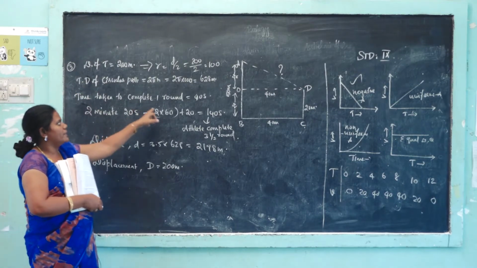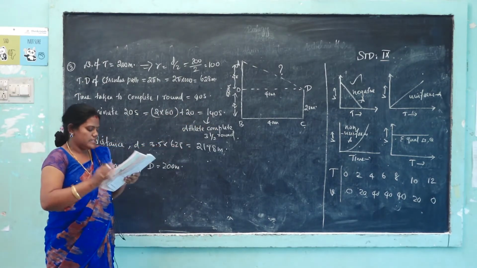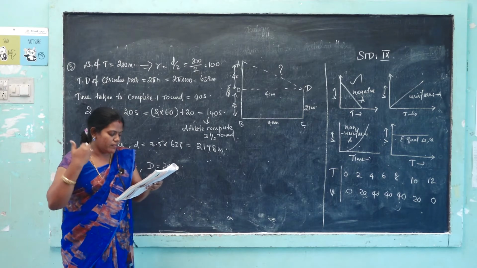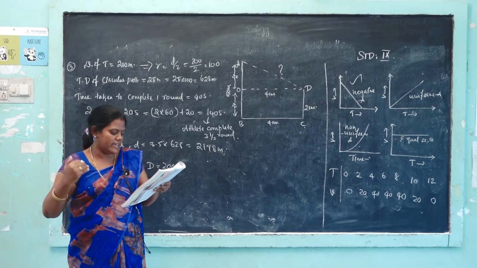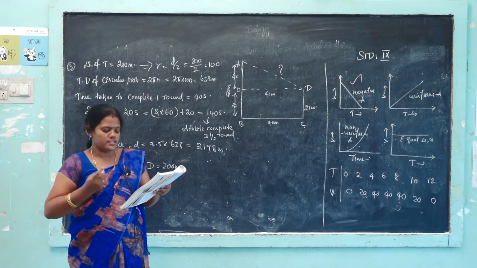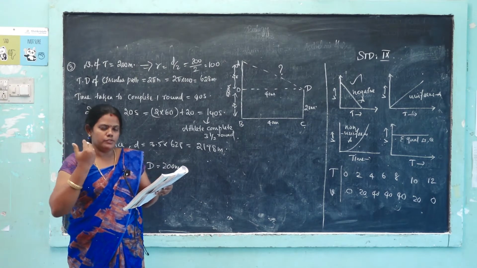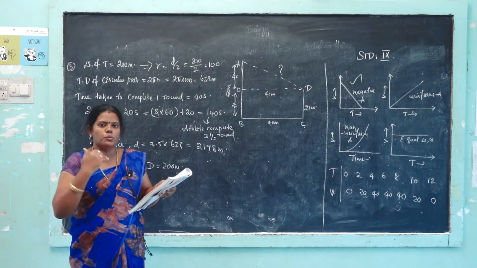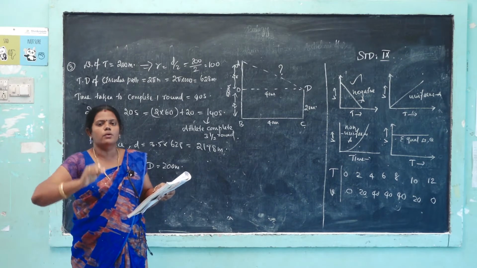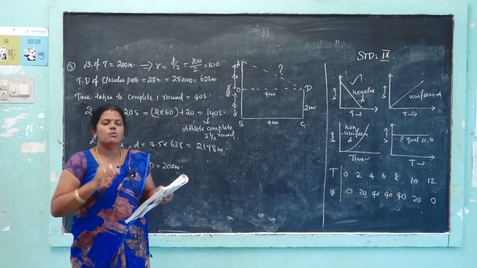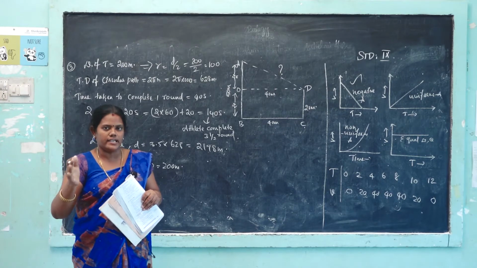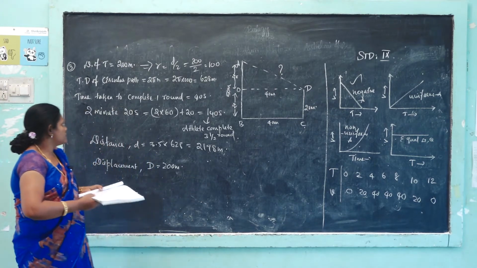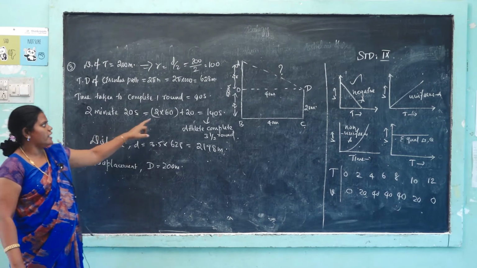Okay, time taken to complete one round is 40 seconds. Those are all the given values. What will we find out? What will be the distance covered and the displacement at the end of 2 minutes 20 seconds. After 2 minutes 20 seconds, how many rounds will he have run? That is their question. So what is the distance covered by an athlete at the end of 2 minutes 20 seconds?